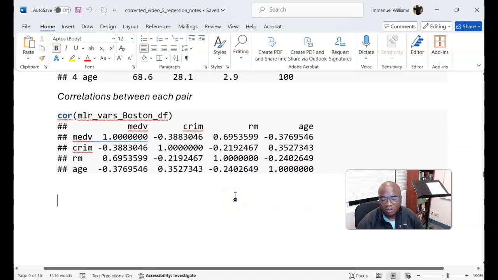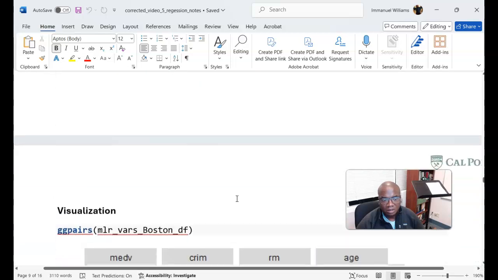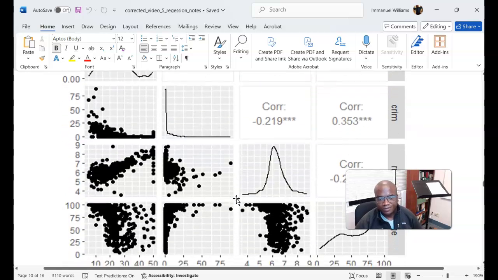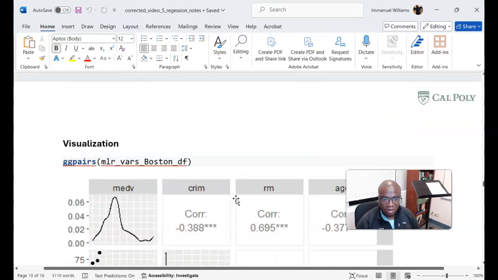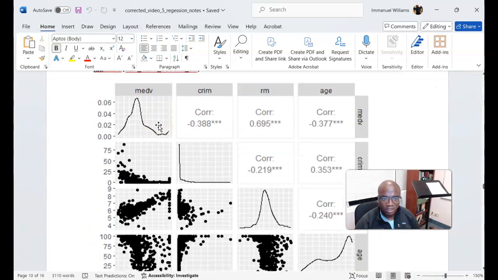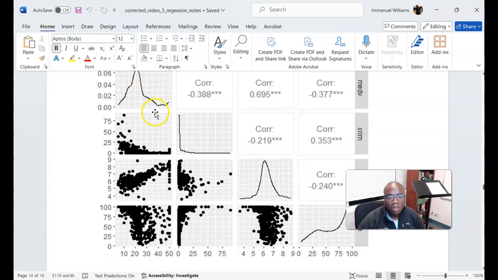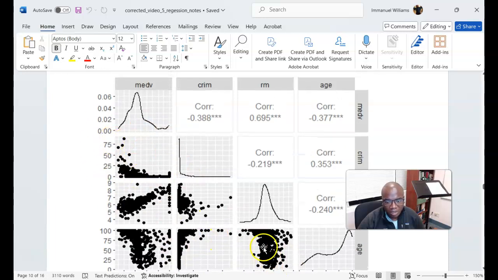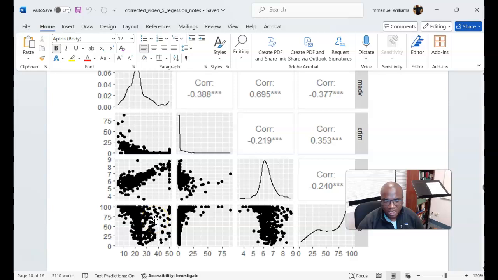All right, with that being said, I can create a visualization of the same information. Let's do some deeper learning on what's going on in this visualization. The bottom left triangle shows the relationship between all the variables. So this is the median value of a home, and this is the crime. This is the general plot of median value and crime. This is median value and room, and this is median value and age.